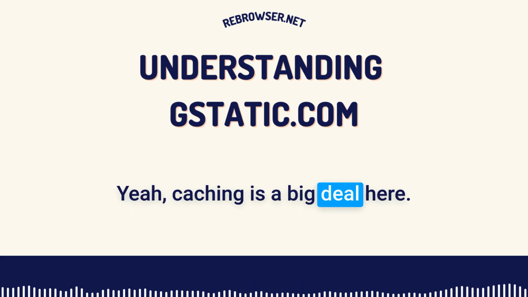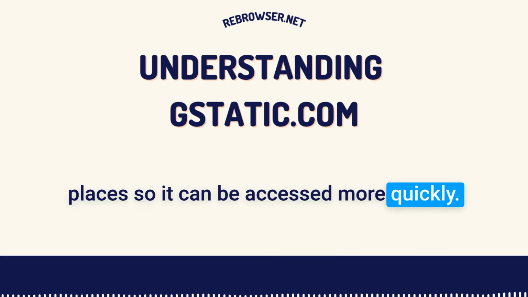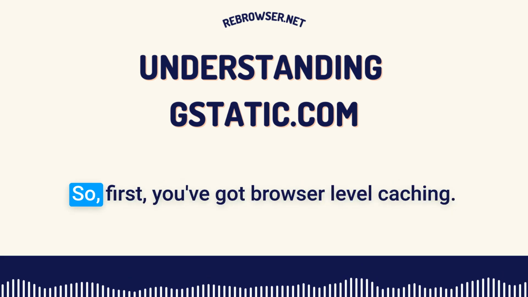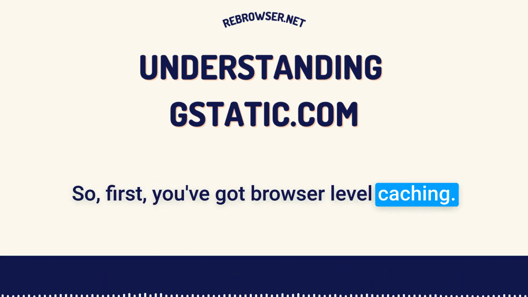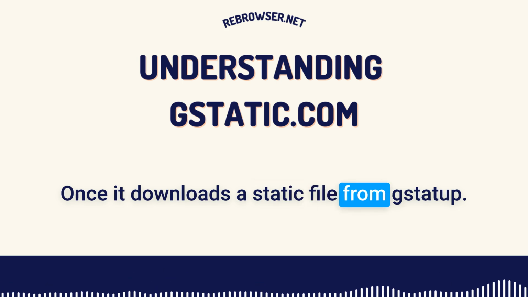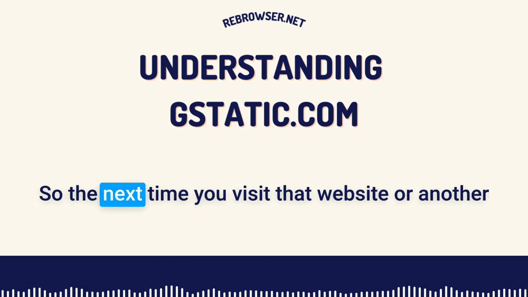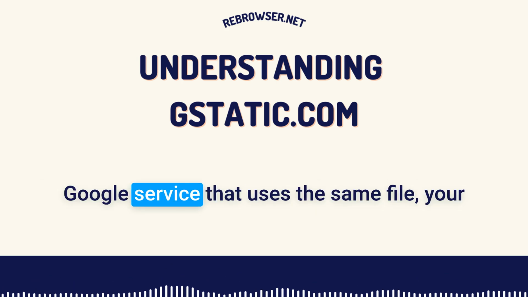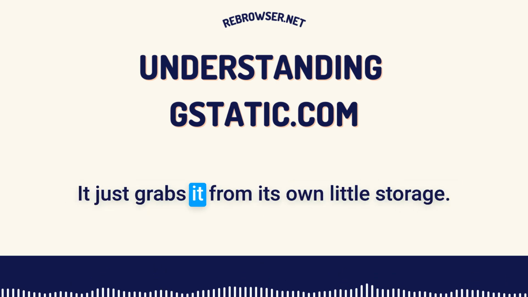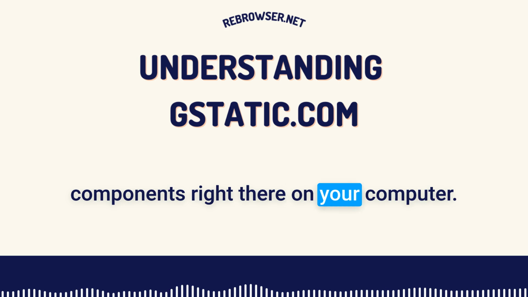Yeah, caching is a big deal here. It's basically all about storing content in different places so it can be accessed more quickly. And gstatic.com uses a multi-layered approach to this. So first, you've got browser-level caching. Your web browser is actually pretty smart. Once it downloads a static file from gstatic.com, it will often store a copy of that file locally. So the next time you visit that website or another Google service that uses the same file, your browser doesn't have to download it again. It just grabs it from its own little storage. That makes sense. It's like having a little library of web components right there on your computer.